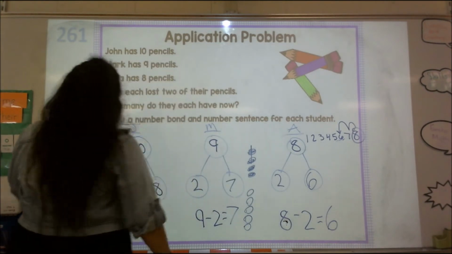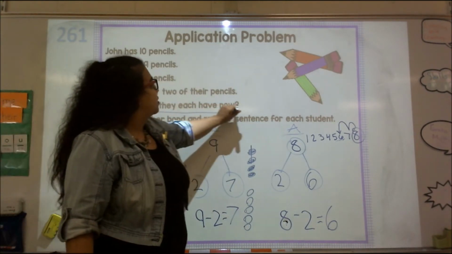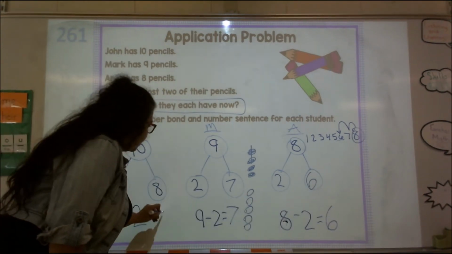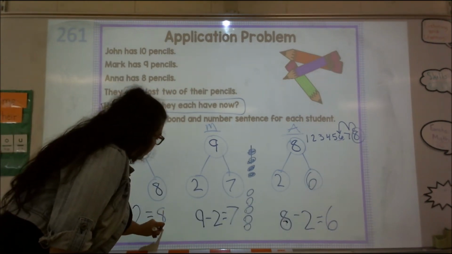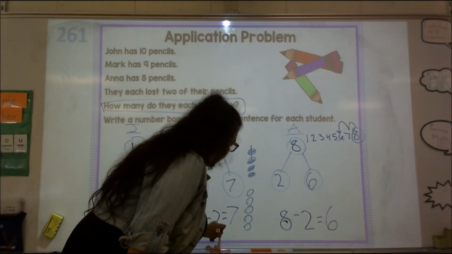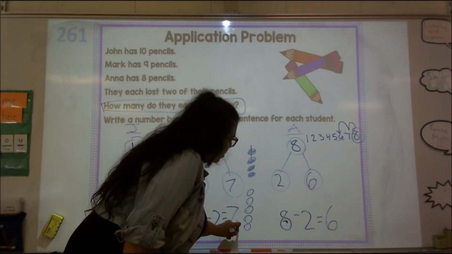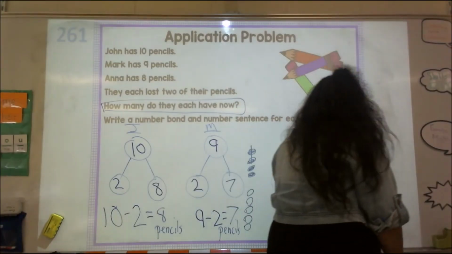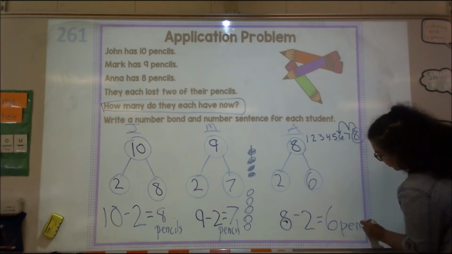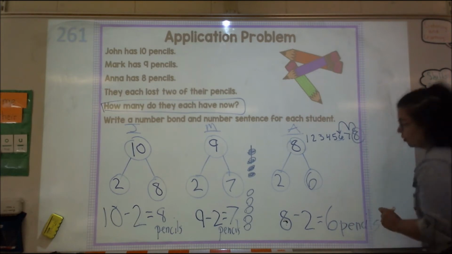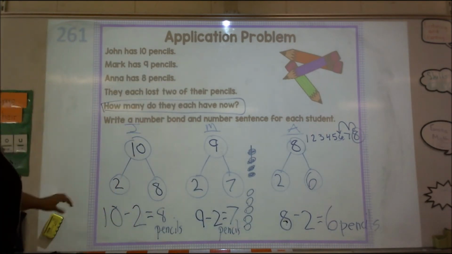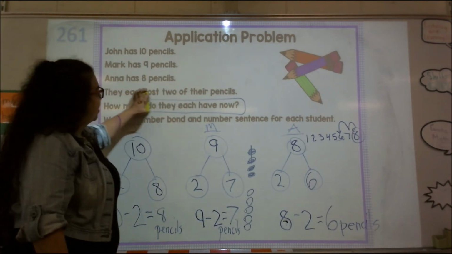In our question, how many pencils do they each have now? John has 8 pencils. Mark has 7 pencils. And Anna has 6 pencils. Yes, those are their pencils. Excellent.